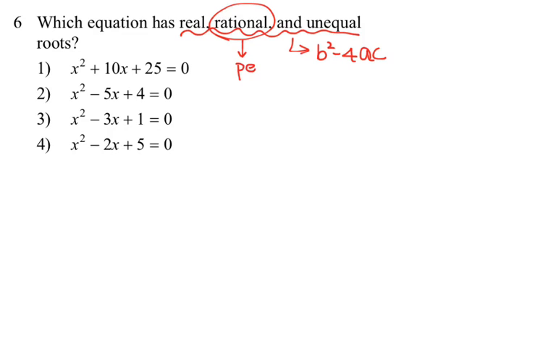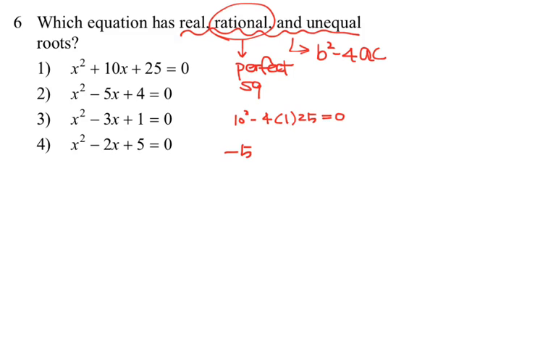Now, then we're going to go through choice 1 through 4 and see which one of them will get us the discriminant of perfect square. So first one is b is 10 and then c is equal to 25. And as you can see, 10 squared minus 4 times 1 times 25 is not a positive perfect square, because in order for our roots to become real, rational, and unequal, it has to be positive perfect square.